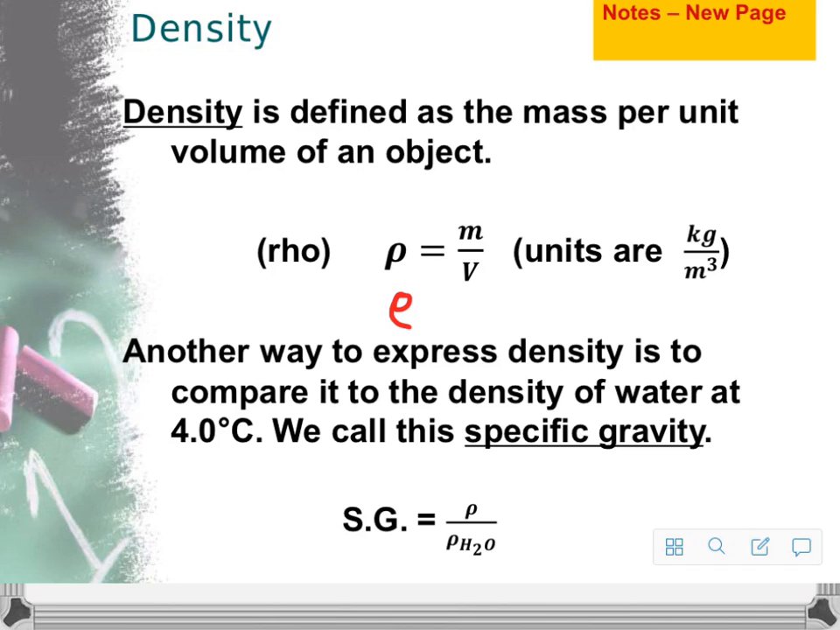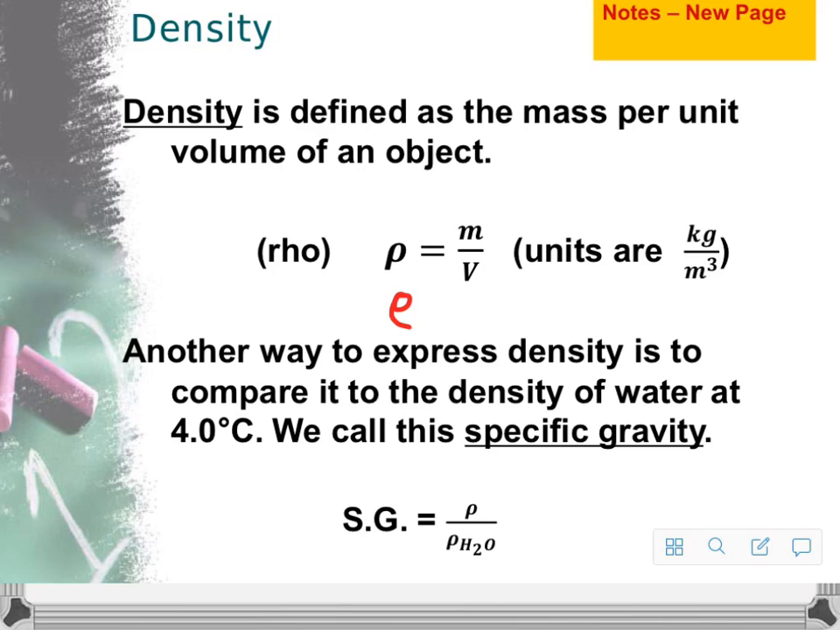Another way that we can express density is to compare it to the density of water at 4 degrees Celsius, because that is the densest that water can get. We call that comparison, that ratio, specific gravity. It's a unitless measurement because we're taking density divided by density: the density of the object divided by the density of water.